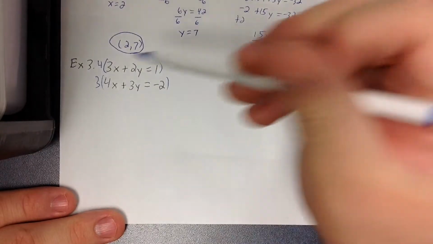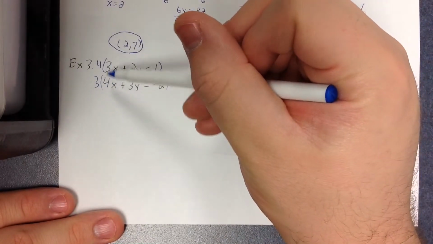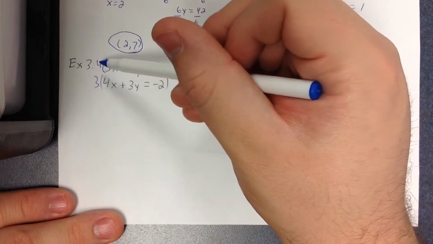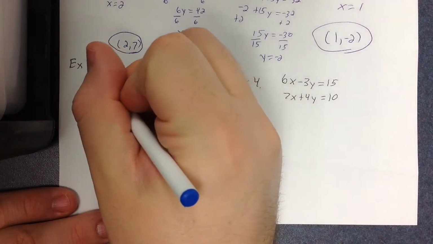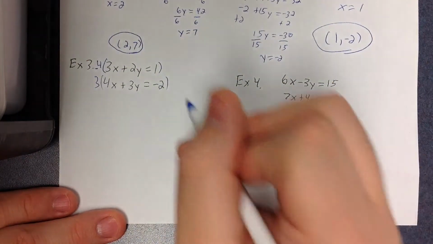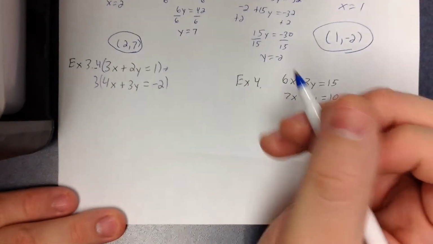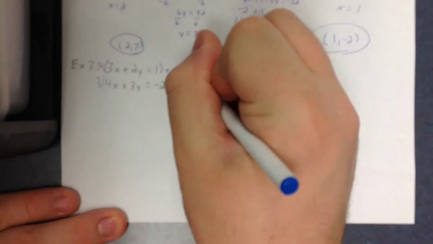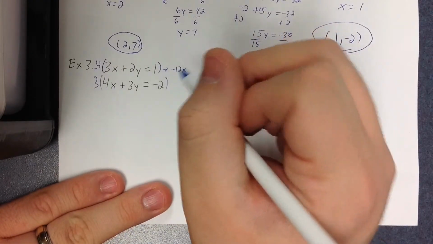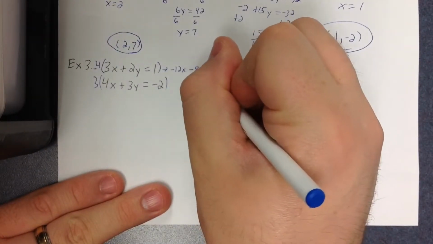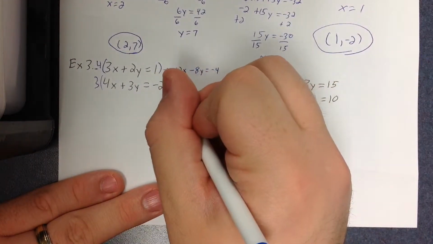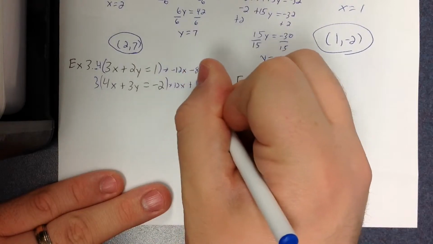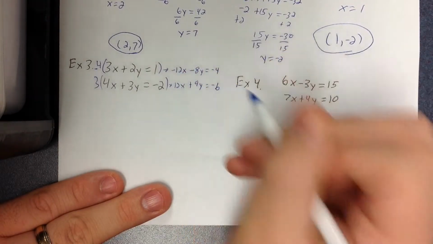Now what you have to check for now is opposite signs. Since these are both positive numbers, we need to make one of these numbers a negative. It doesn't matter which one. I'm just going to make the 4 a negative. So I'm going to multiply everything on the top by negative 4. So that gives me negative 12x minus 8y equals negative 4. Then everything on the bottom by 3, which gives me positive 12x plus 9y equals negative 6.